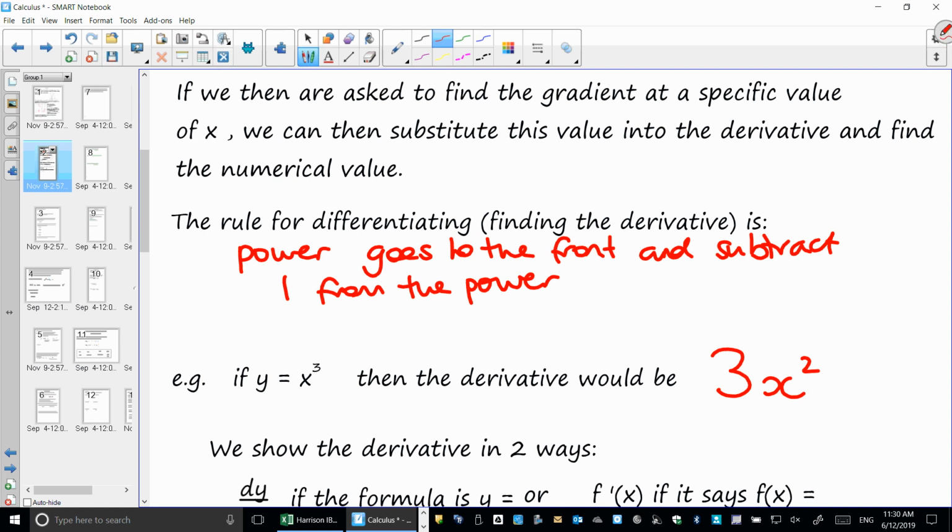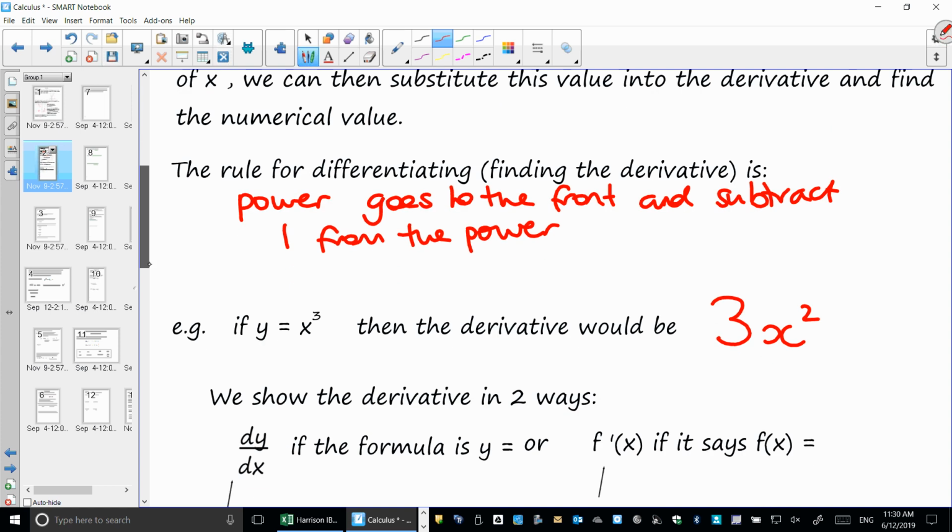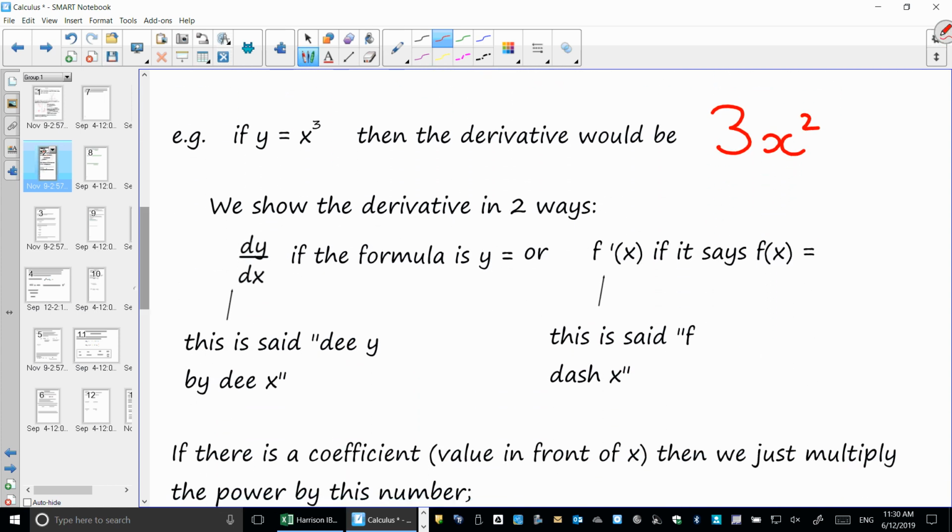So if y is x cubed, then it also cannot be 3x squared, yes? Two different things. So, what do we call it? Well, we would write dy dx. This is fancy terminology. If your expression was y equals something, to show that you've differentiated it, you would write dy dx.